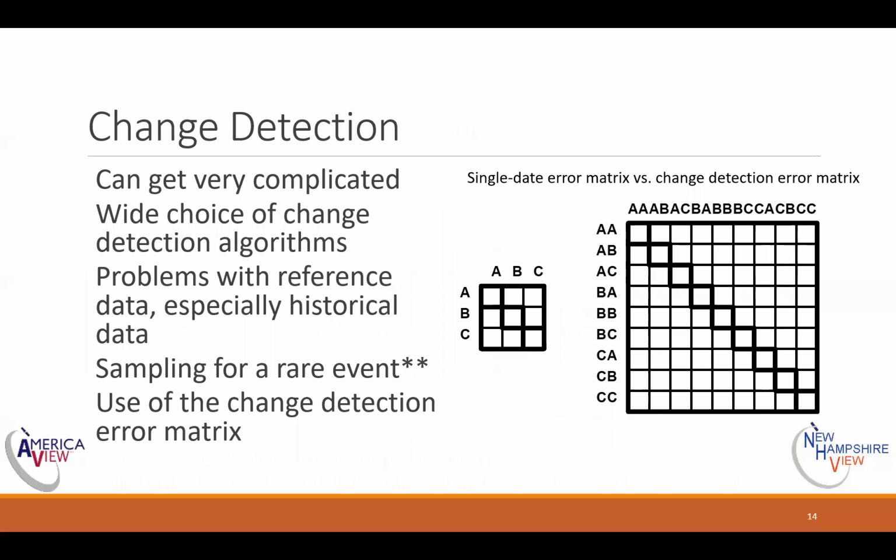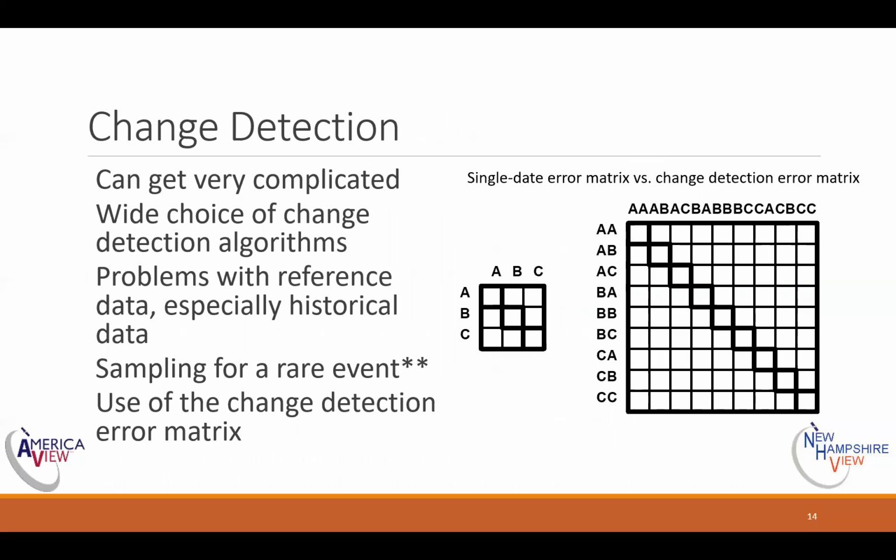The second method I want to talk about is the change detection accuracy assessment. And as you well are aware, change detection can get very, very, very complicated. There's a wide variety of ways to do change detection. The big problem with doing change detection accuracy assessment is, how do you get the reference data?